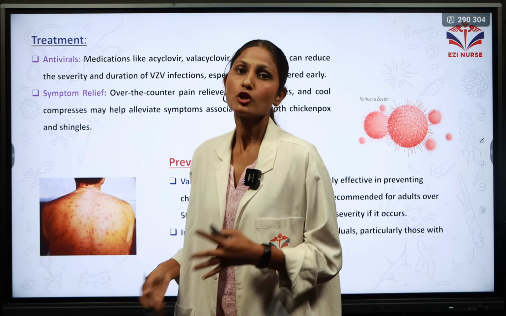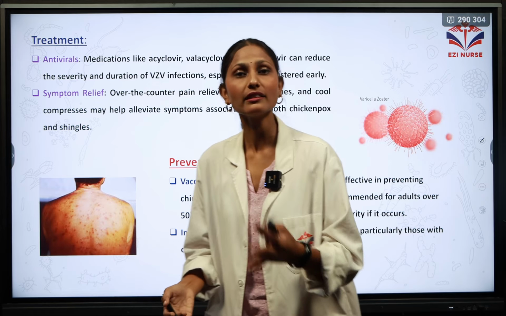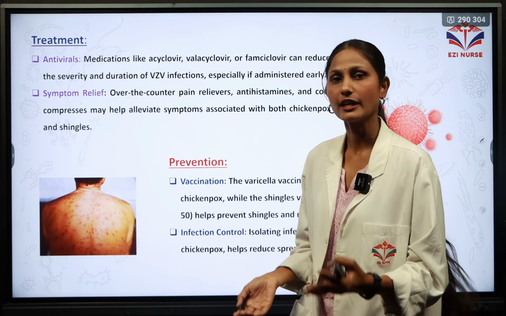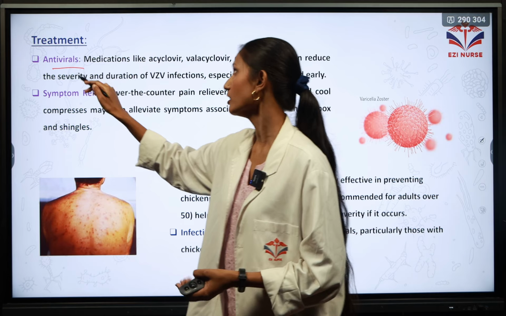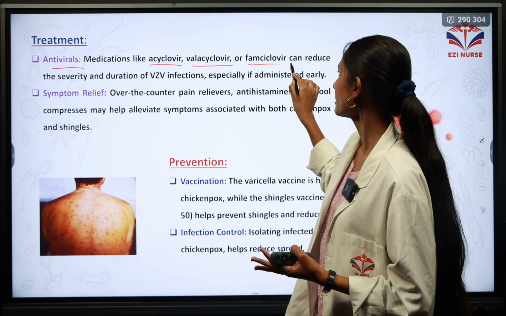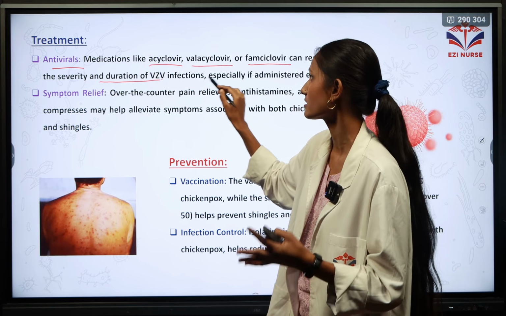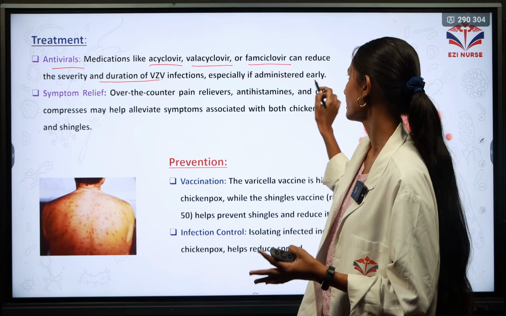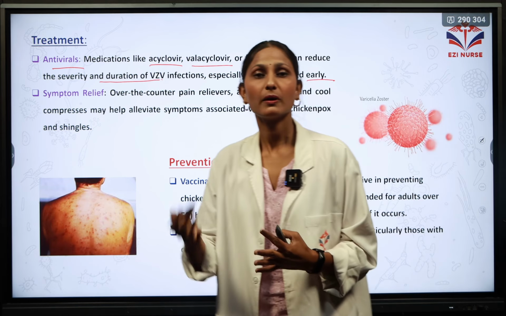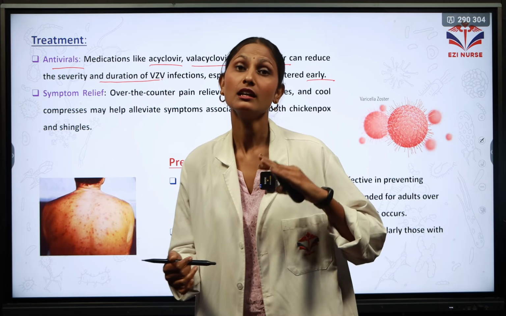Next one is treatment. Varicella zoster virus can affect any person, so what treatment options do we have? First one is antivirals. We can use acyclovir, valacyclovir, and famciclovir, which can reduce the severity and duration of varicella zoster virus infection, especially if administered early. If the person has just started having symptoms and we administer antiviral therapy at that time, the symptoms can be easily reduced.